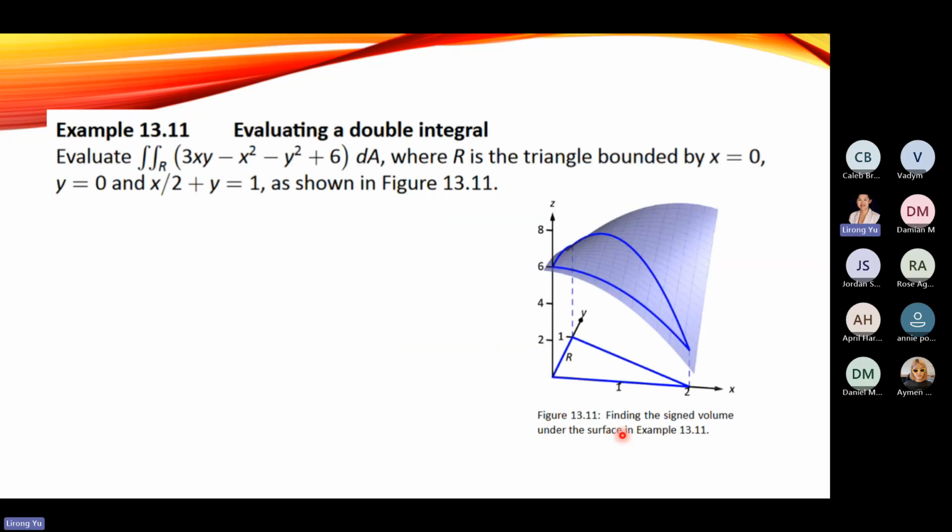All right, let's get one more example. A second example on using double integral to find volume.